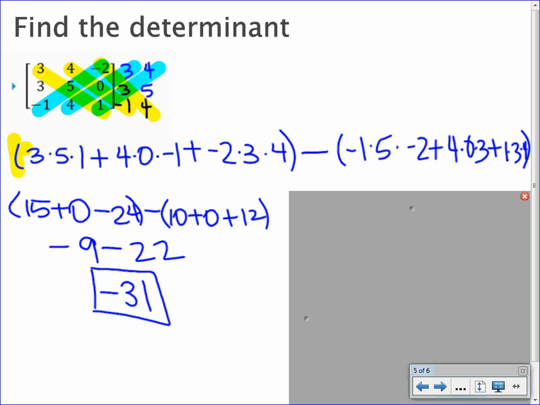Hey, get out your calculator and please enter this 3 by 3 matrix in your calculator. Okay, the first step is matrix, 3 by 3.